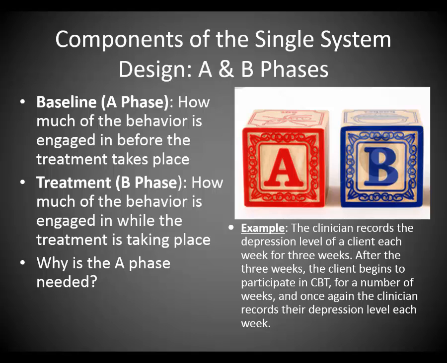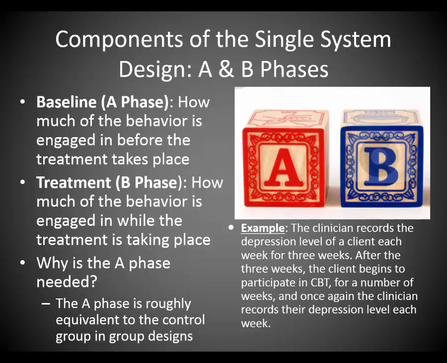Well, really, when we consider group design research, we use an experimental group and we compare that with a control group to make sure that the results truly are a result of the intervention itself. In single system design research, the A phase is roughly equivalent to what goes on in the control group during group design research. So what we're doing during the A phase is investigating how much of a behavior is engaged in before an intervention, and then during the B phase, how much of that same behavior is engaged in while the intervention is going on.